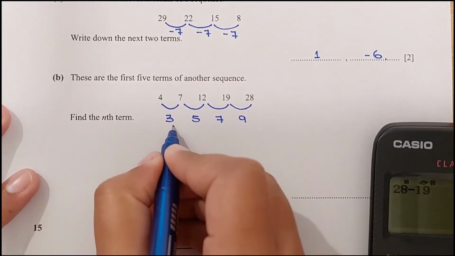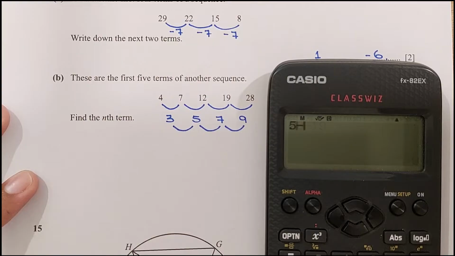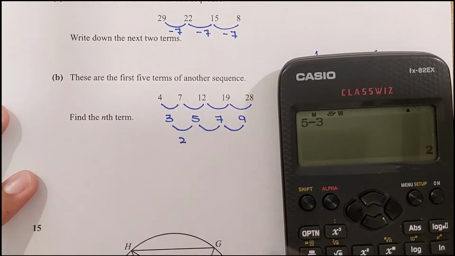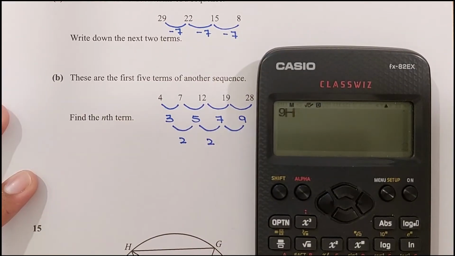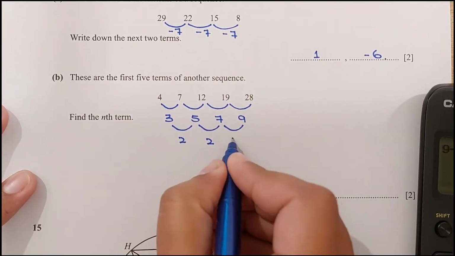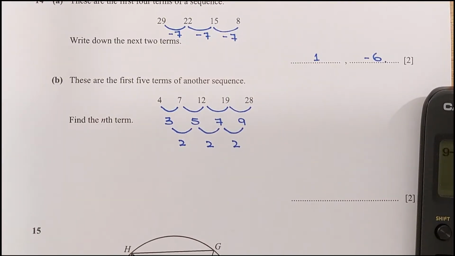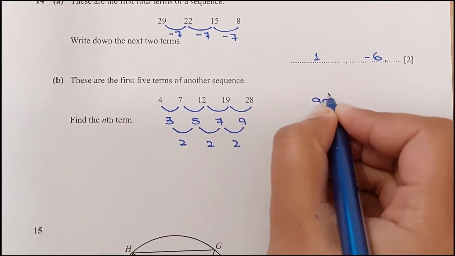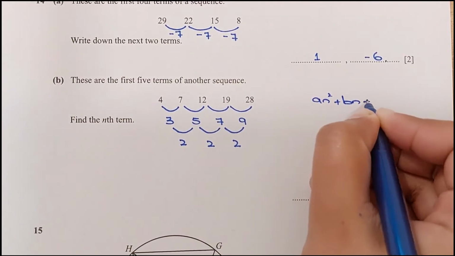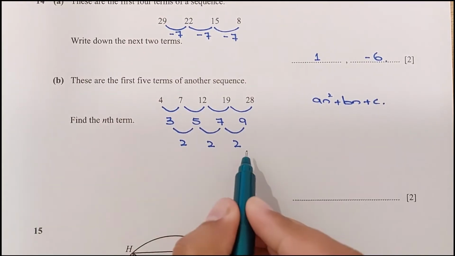Let me find the second difference. So 5 minus 3 is 2. 7 minus 5 is 2. And 9 minus 7 is again 2. So the second difference is constant. When the second difference is constant, it is understood that it is a quadratic. The nth term is a quadratic sequence, that is a n squared plus b n plus c. So here we have to find the values for a, b, c.